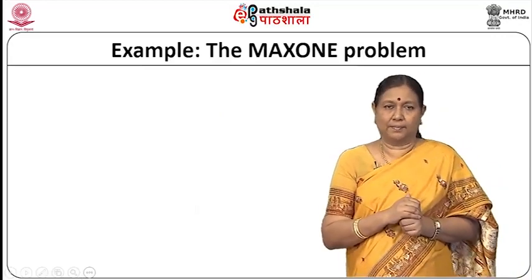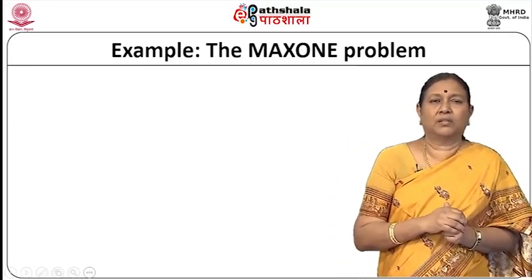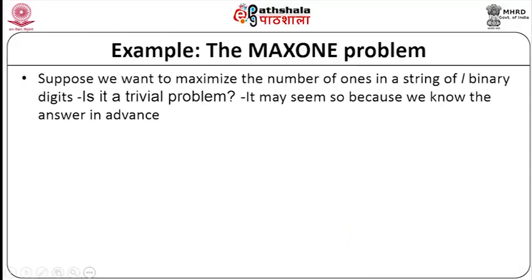Now, let us take an example. This example is the so called max 1 problem. Suppose we want to maximize the number of ones in a string of binary digits. Is this a trivial problem? It may seem so, but actually it is not. If we know the answer in advance, it is a trivial problem, but if you do not know, then it is not a trivial problem.